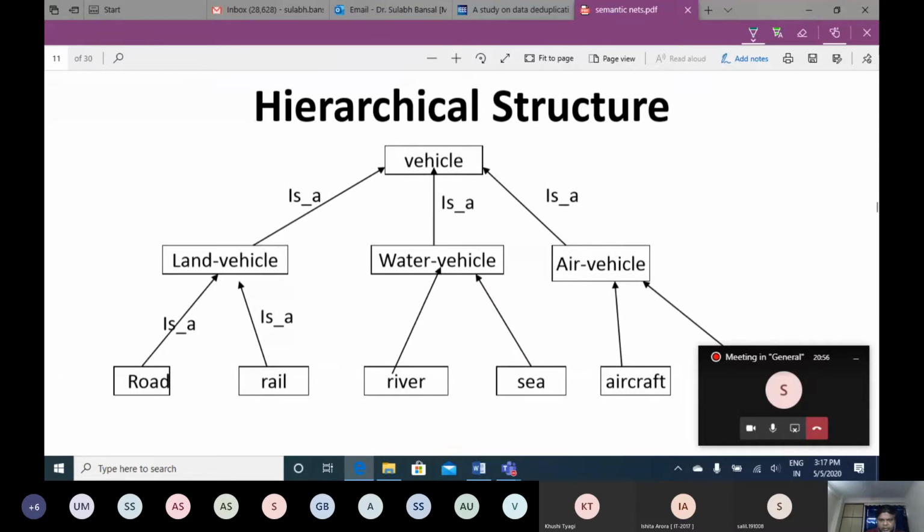This is another similar structure. Vehicle is the superclass. Then you have land vehicle, water vehicle, air vehicle.